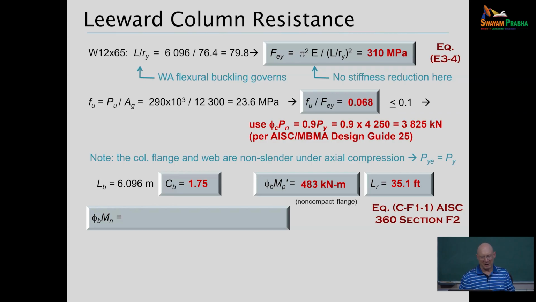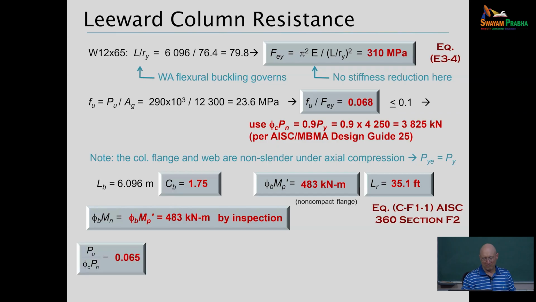So scaling from that, I can see based on where I am with the L sub R, I'm going to scale to where I get up on the plateau. So I very quickly can write, oh yeah, my moment strength is going to be the plateau resistance here, phi M_p prime. So those are our flexural strengths and our axial strengths for the leeward column.